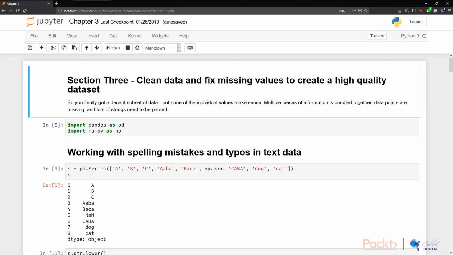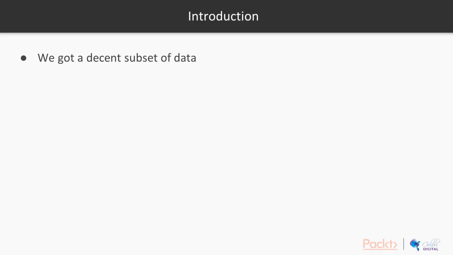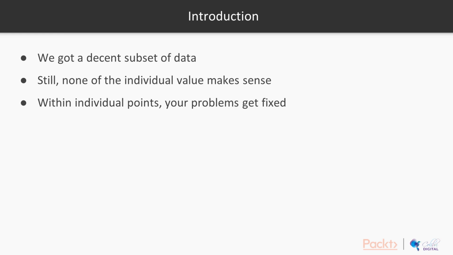So we're on to chapter 3, and so we need to move on to chapter 3's Jupyter Notebook. That's really cool. So we finally got a decent subset of data after watching our awesome chapter 2. But none of the individual values make sense, right? So overall, you're liking what you're seeing in the subsets of the data, but within individual data points, you have problems you need to fix. So how do you untangle multiple pieces of information, deal with missing data points, and parse different strings?